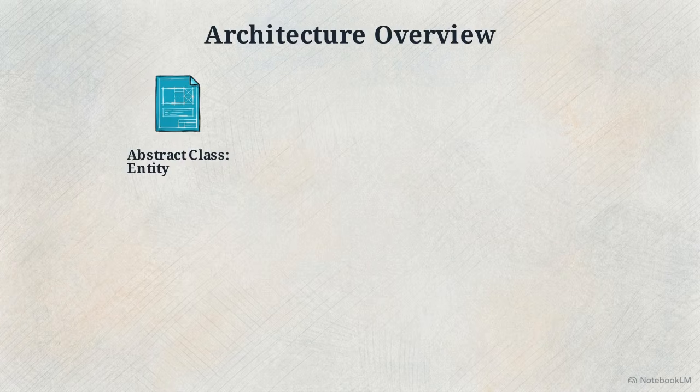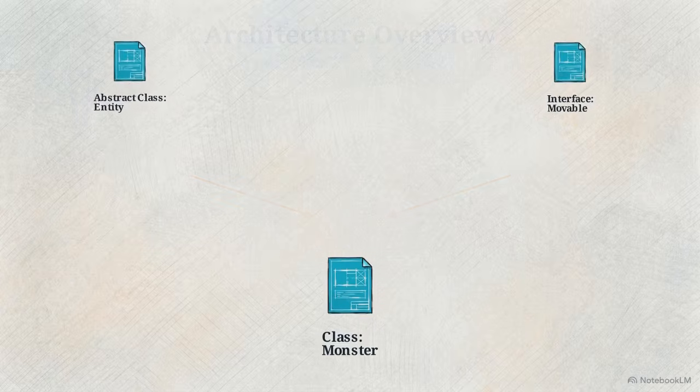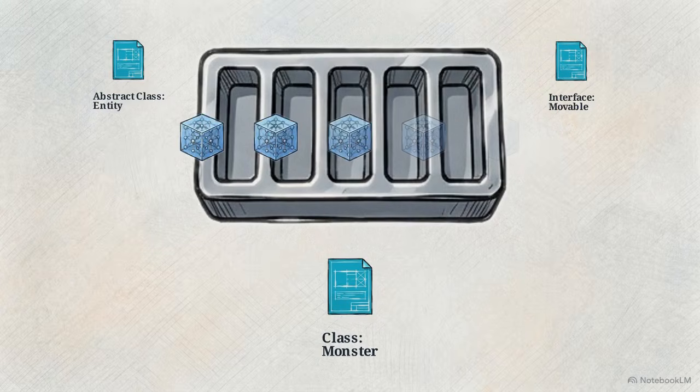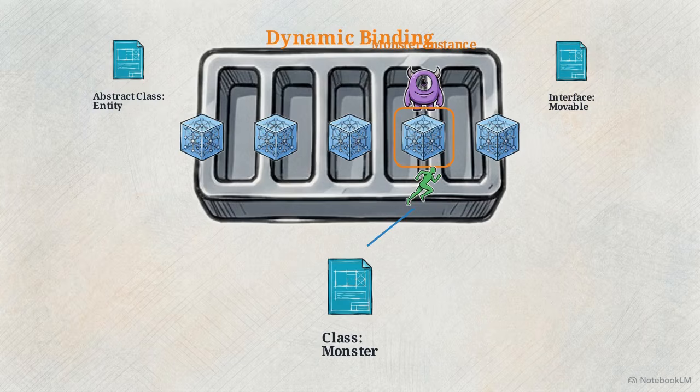We defined an abstract entity base class, an independent movable interface, and the monster subclass that inherits the state of the entity and implements the contract of the interface. The polymorphic loop iterates over the generic array, uniformly executing the move method on every single object, ignoring their specific subtypes entirely. The JVM manages this via dynamic binding.